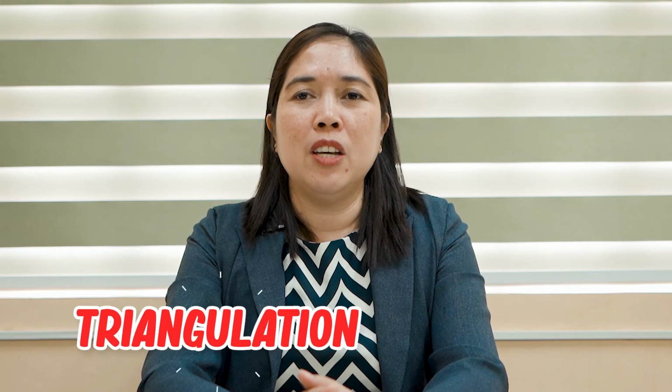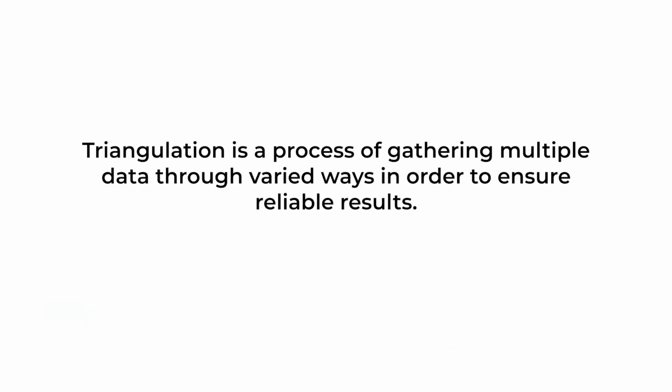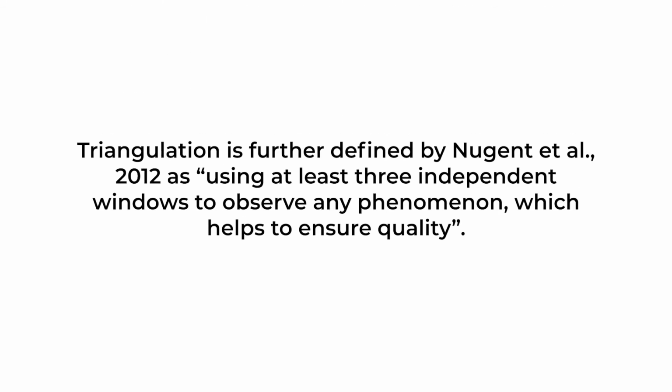However, the triangulation of data would aid you in looking into the consistency and accuracy of your analysis. Triangulation is a process of gathering multiple data through valid ways in order to ensure reliable results. Triangulation is further defined by Nugent et al. in 2012 as using at least 3 independent windows to observe any phenomenon, which helps to ensure quality.